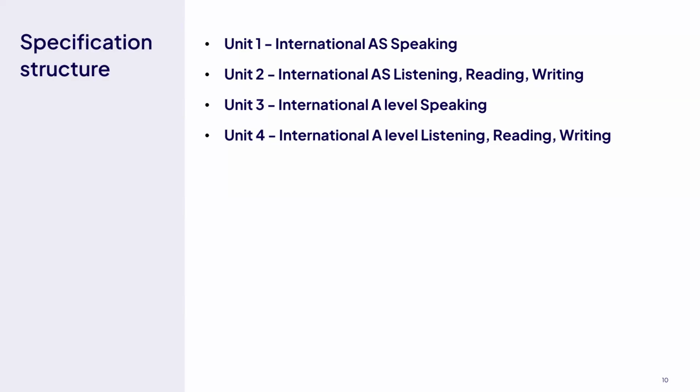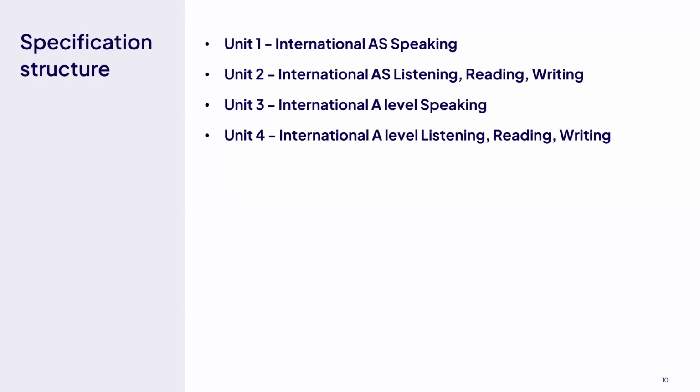So just taking you through, and we'll have a look in greater depth and detail as we go through the session this morning. Unit 1 is International A-Level AS Speaking. Unit 2 is Listening, Reading and Writing. And then Unit 3 is A-Level Speaking. And Unit 4 is Listening, Reading and Writing. And there are different levels of format and demand in those papers.